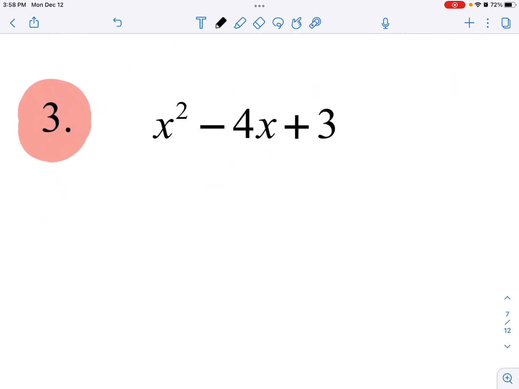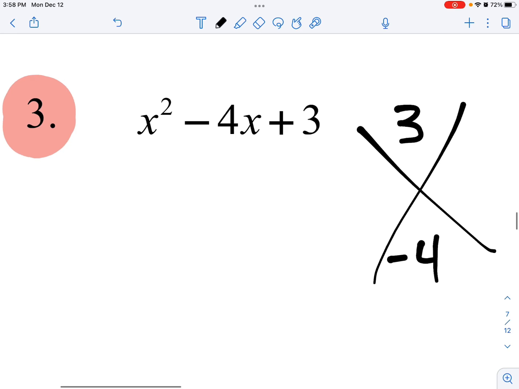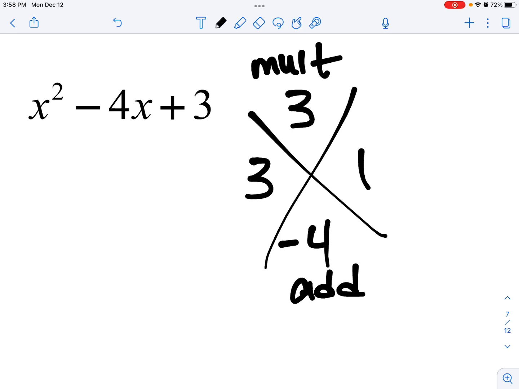Number 3 is different. When you have 3 things, 1, 2, 3, that's when we do this. Okay, and the coefficient in front of the x squared is just a 1. There's a 1 here. You don't have to put it if you don't want to. But 1 times 3 is 3, which goes on the top, and this number, negative 4, goes in the bottom. You have to think to yourself, what times what is 3? Remember, it's multiply to 3 and add up to negative 4.